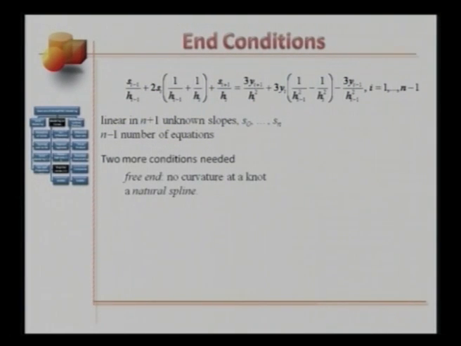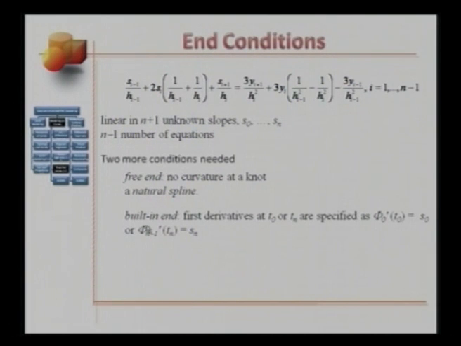Those conditions could be any one of the following. 1, free end, that is, no curvature at a knot. We call it a natural spline.